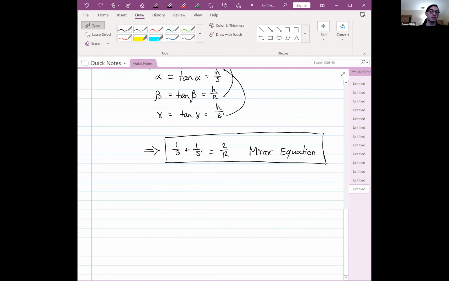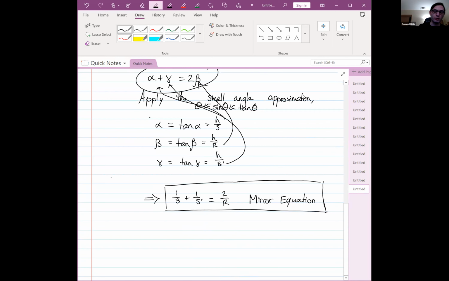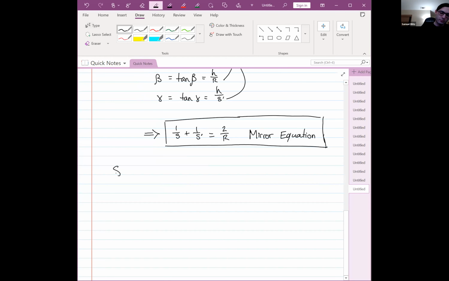So this actually gives us another addition to our sign convention table. Now we can even attribute a sign to the radius of curvature, which is r. So long as the radius of curvature is positive, this equation is valid for the picture that we just drew.